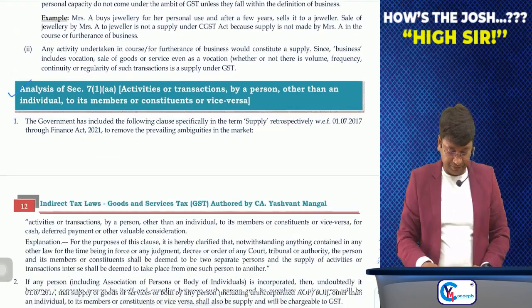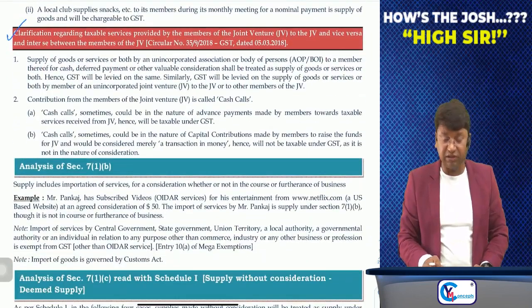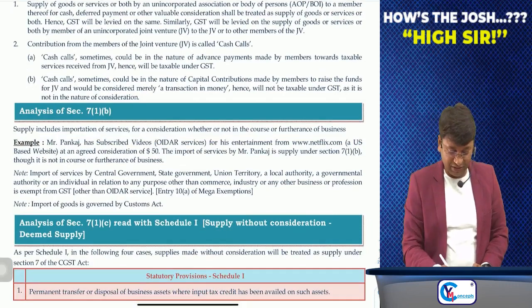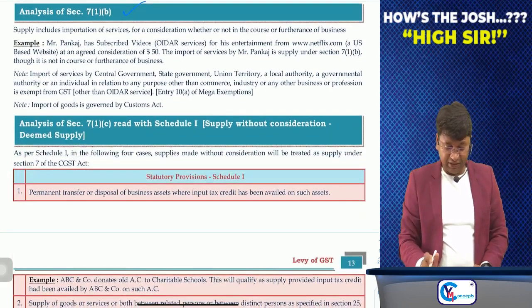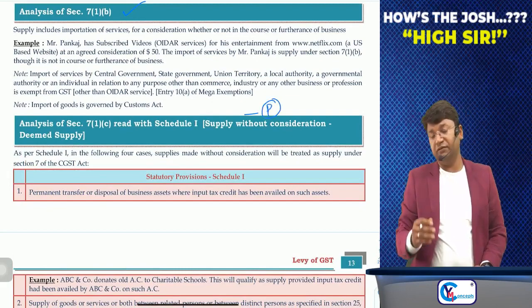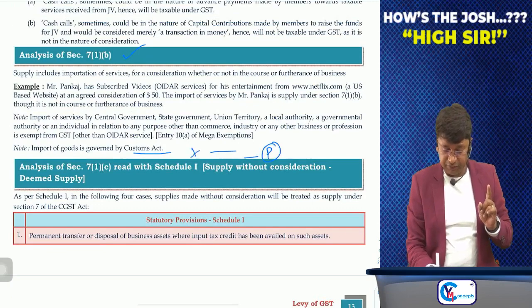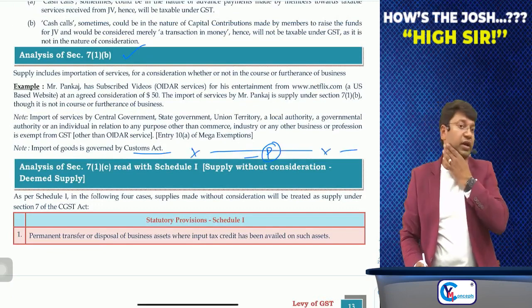Then clause number double A. This circular we have already discussed. Here capital contribution and cash calls. Sir, 7(1)(b). Then 7(1)(c). From here we will be studying from the next lecture. But yeah, till this point you have to cover from your end also, beta.